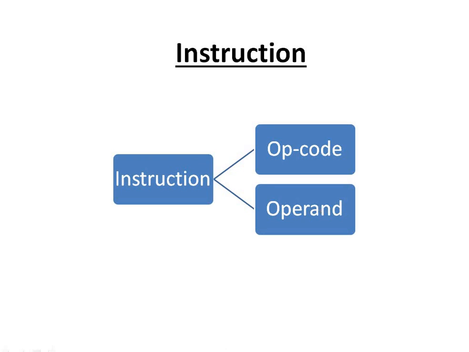It can be an 8-bit register or a 16-bit general purpose register. It can be a memory location. It can be an 8-bit port address or a 16-bit memory address, or it can be an implicit operand.